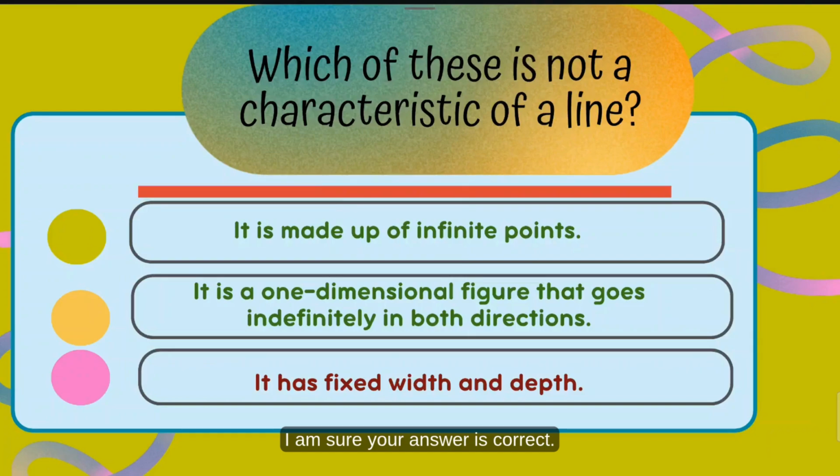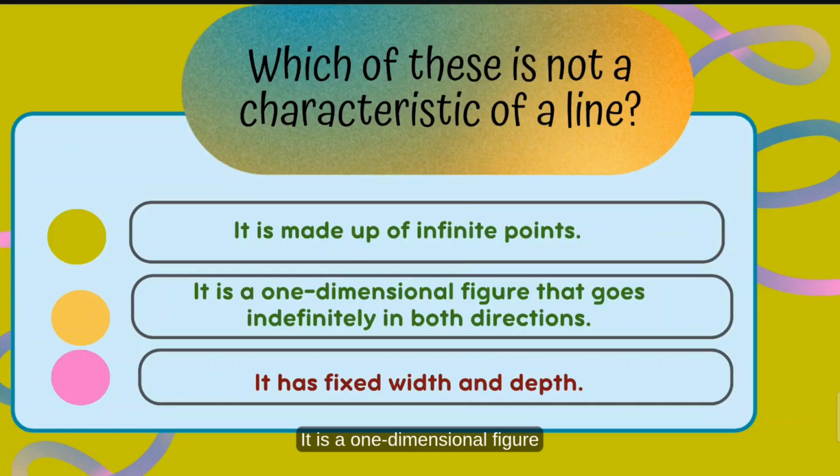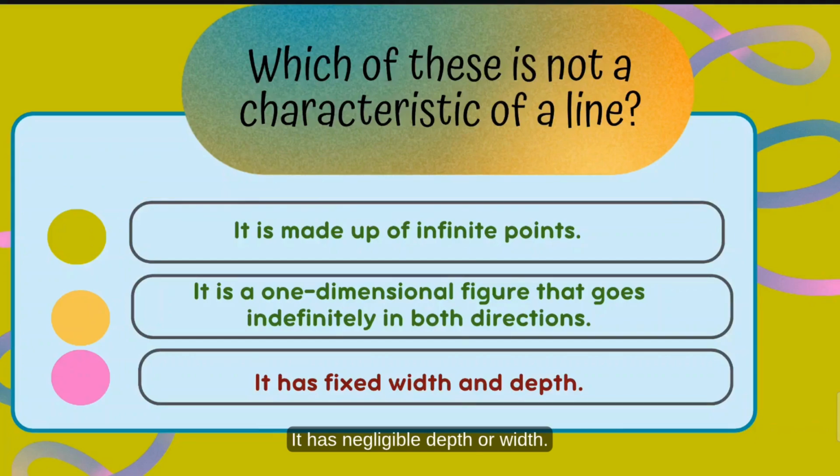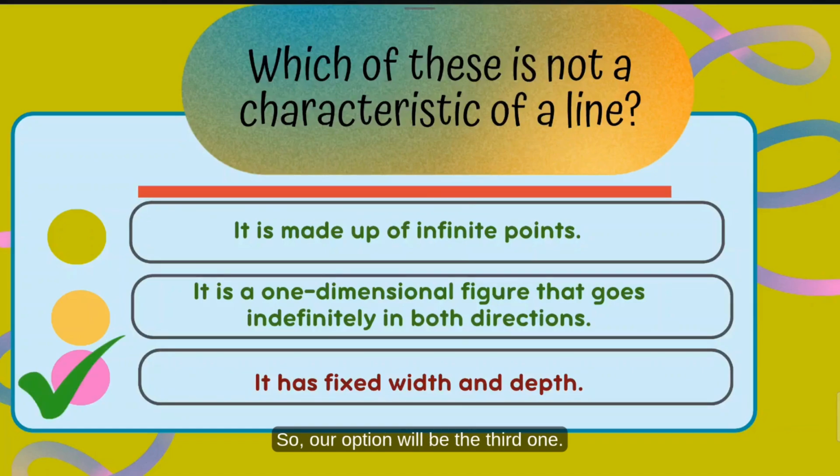I am sure your answer is correct. A line is made up of infinite points. It is a one-dimensional figure that goes indefinitely in both directions. It has negligible depth or width. So our option will be the third one.